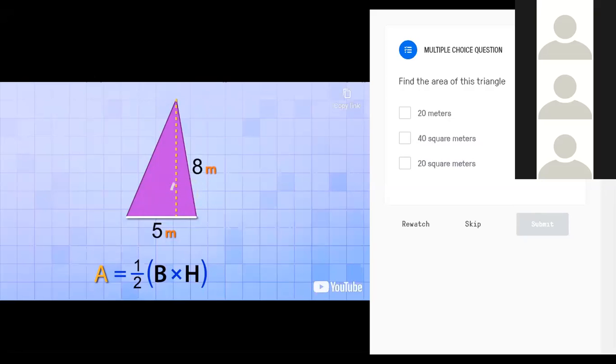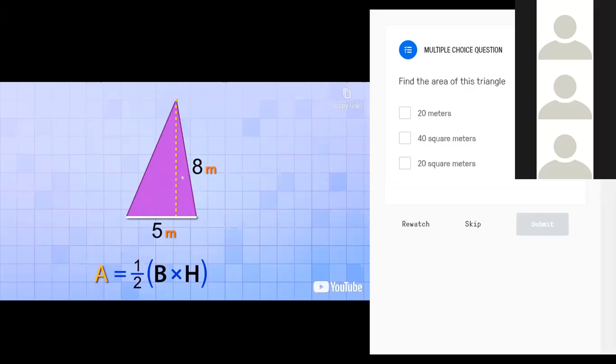Remember, our base and our height right here is right here. So what is 8 times 5? Yeah, that's our first step. Base times height is going to be 8 times 5. 40. Good. Now we have to divide it by 2 or times it by half. So what is half of 40?